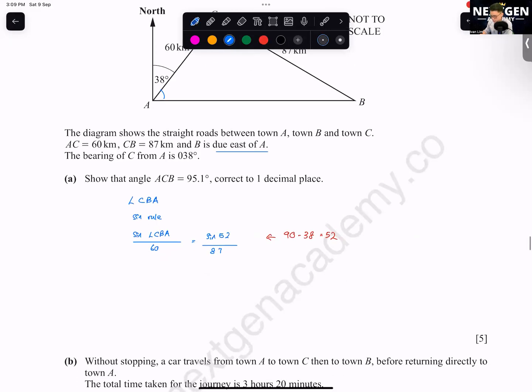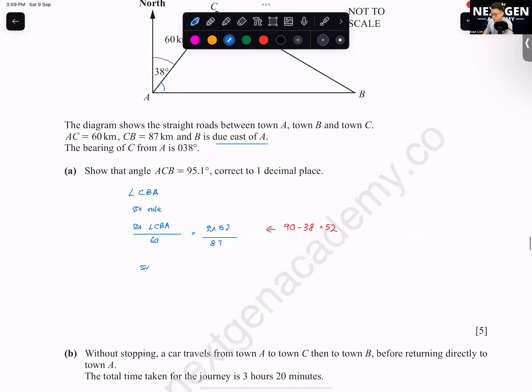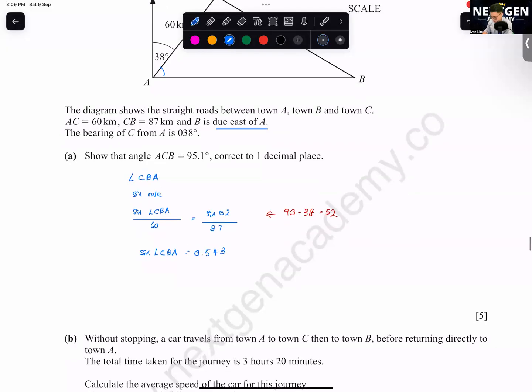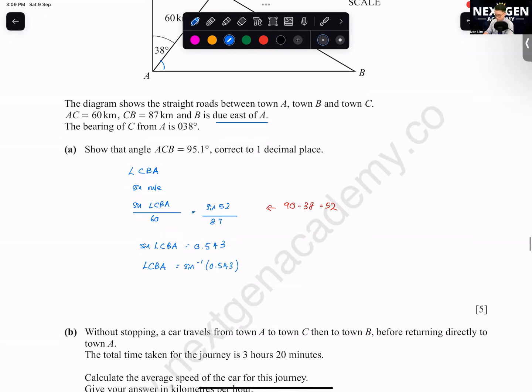Okay, go and rearrange this entire thing. Sine angle CBA, rearrange, you get 0.543. Angle CBA, inverse sine 0.543, which you'll get 32.9 degrees.